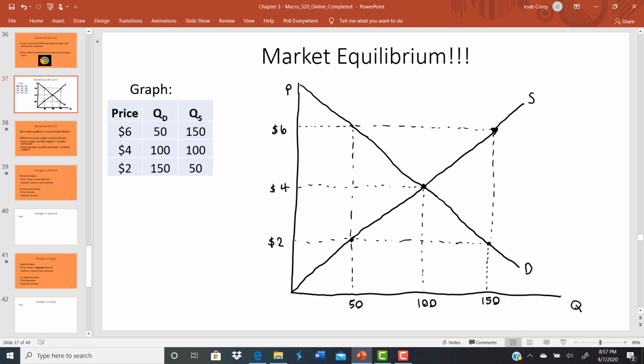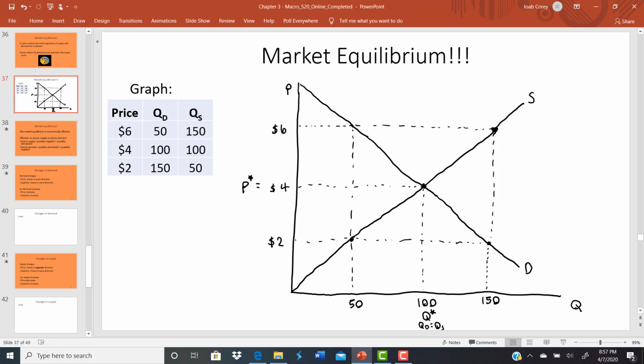All right, and as you can see, there is a point where these two curves intersect, and that point is at 100 units. That is where we have what's called our equilibrium quantity, which we abbreviate as Q star. That is where the quantity demanded is equal to quantity supplied. And then we have an equilibrium price of $4, which we denote with a P star.